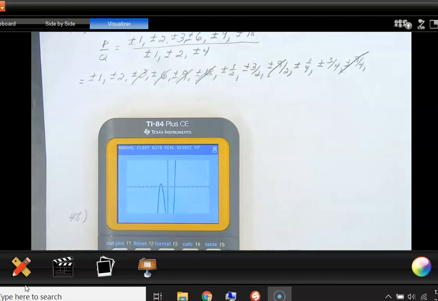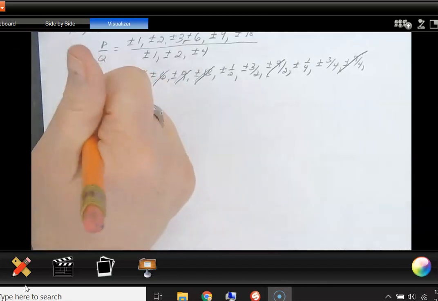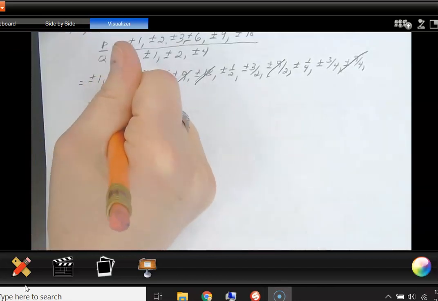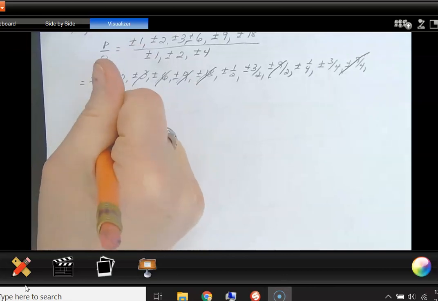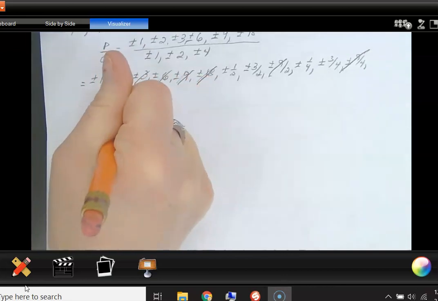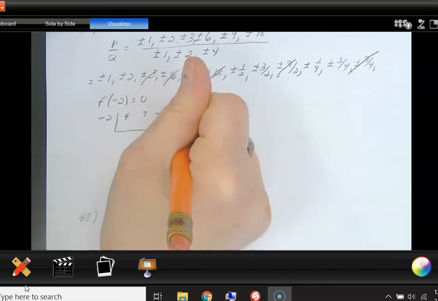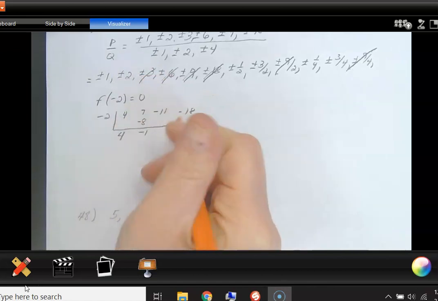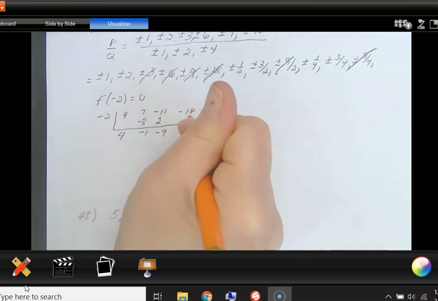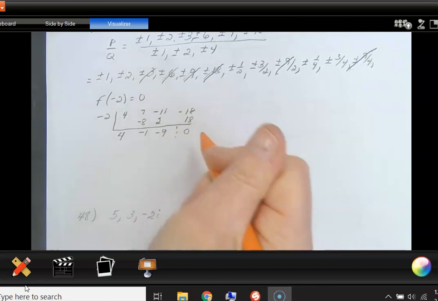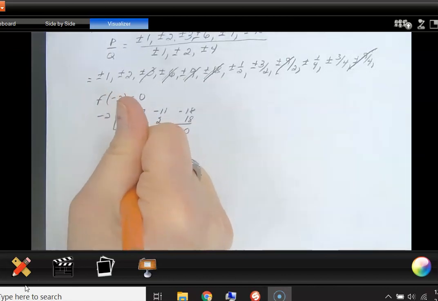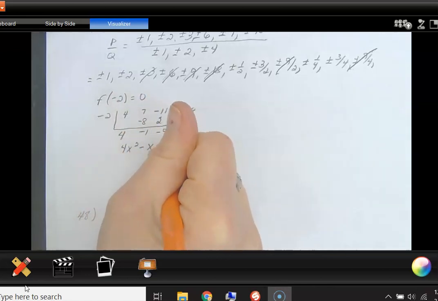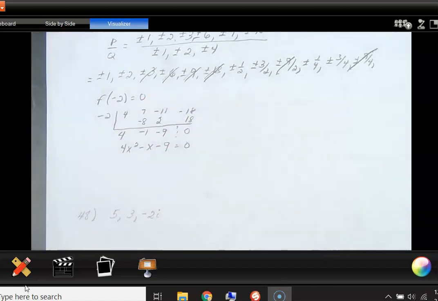It appears to me like -2 is one, so I'm going to peek and not really substitute it in. If I do f of -2, it does give me 0, so I'm going to use that in my synthetic division. Gives me 4x squared minus x minus 9, set it equal to 0. See if it's factorable.